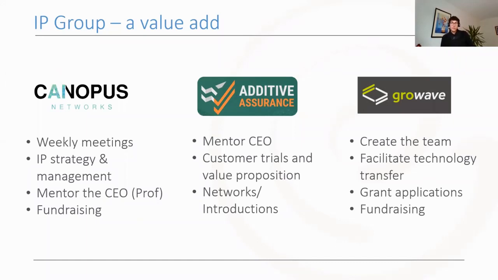And with GrowWave, we at IP Group actually created the team. We found the engineers and the commercial people, and really therefore facilitate the technology transfer. We now support the company with grant applications, again also with IP, and basically all the operational matters that the company either doesn't have the capacity to do or not the required expertise. And also, again, we help with the fundraising.